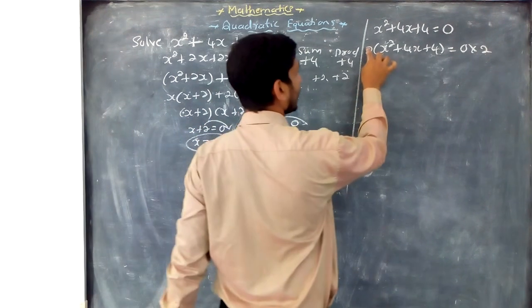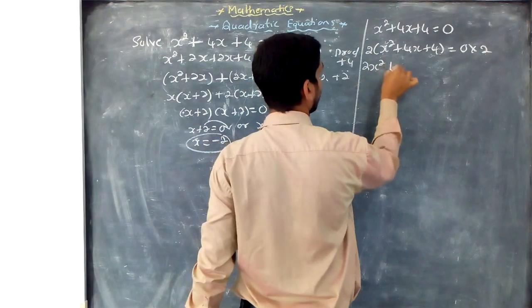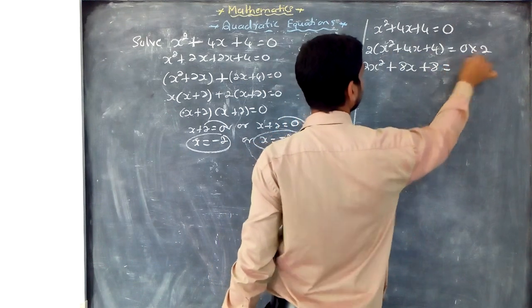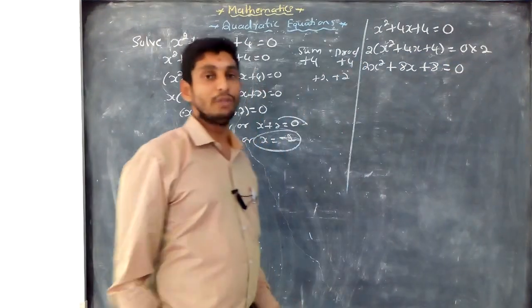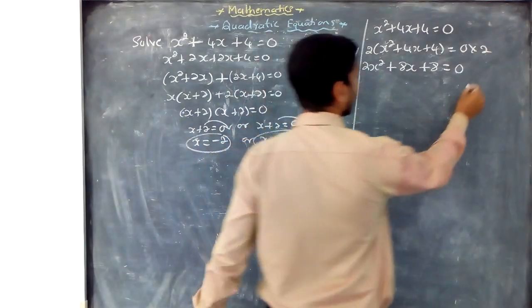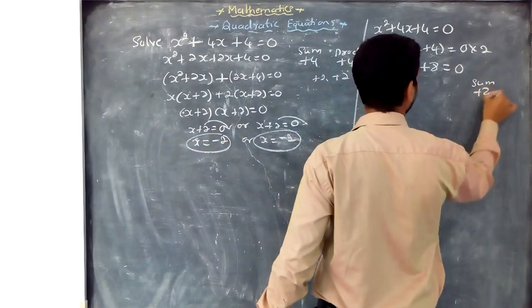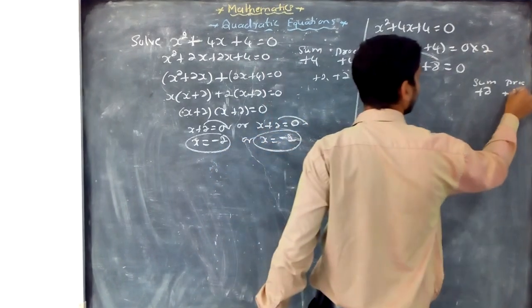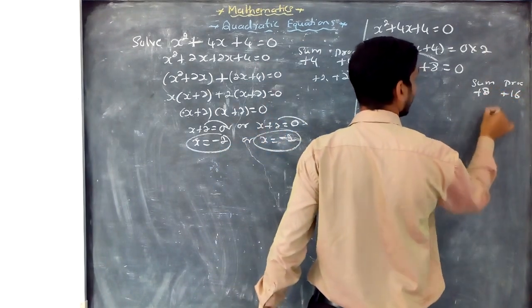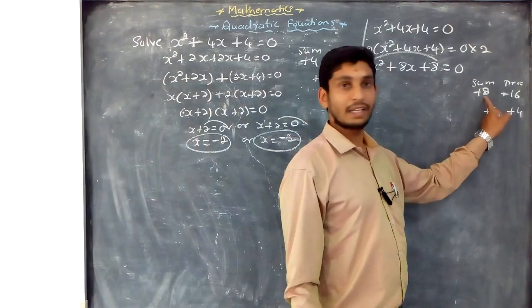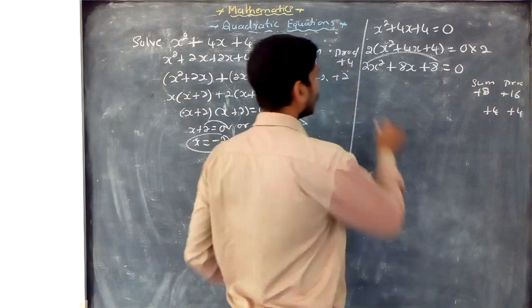Now this one becomes 2 into x square is 2x square plus 2 into 4 is 8x plus 2 4s are 8. 0 into 2 is 0. Now solve this problem. ಇದನ್ನ solve ಮಾಡಿ. ಹೇಗೆ solve ಮಾಡ್ತೀರಾ? Sum should be plus 8. Product should be, yes, ಇವೆರಡನ್ನ ಕೂಡಿಸ್ಕೊಂಡ್ರೆ 2 8s are 16. I think the multipliers are plus 4 and plus 4 because 4 plus 4 is 8. 4 4s are 16.